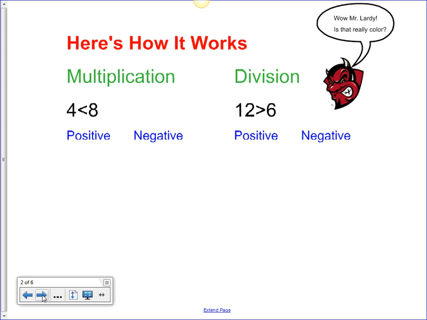First of all, here's how it works with multiplication. If we have a true inequality like we do here, where 4 is less than 8, if I were to look at positive numbers, if I looked at multiplying by a positive 2 on both sides, so this would be like the multiplication property of equality related to inequalities. So if I multiply by 2 on both sides, I would get 8 is less than 16. So it is still a true inequality if I multiply by 2 on both sides.